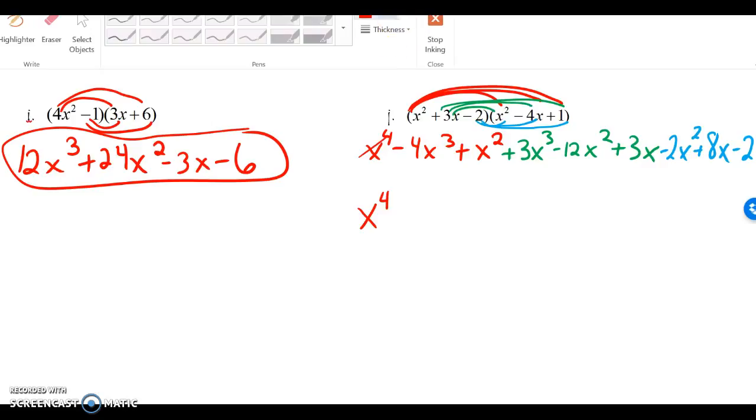I'm going to use a different color here. So I have a negative 4 and a positive 3, which give me a 1x cubed. So for squareds, I have 1x squared, minus 12 and minus 2. So that'll give me negative 13x squared. Let's see, now I've left a 3x and 8x, which is plus 11x, and then a constant of minus 2.